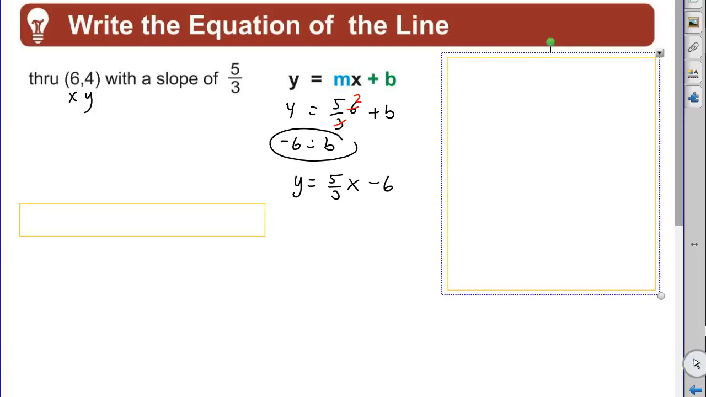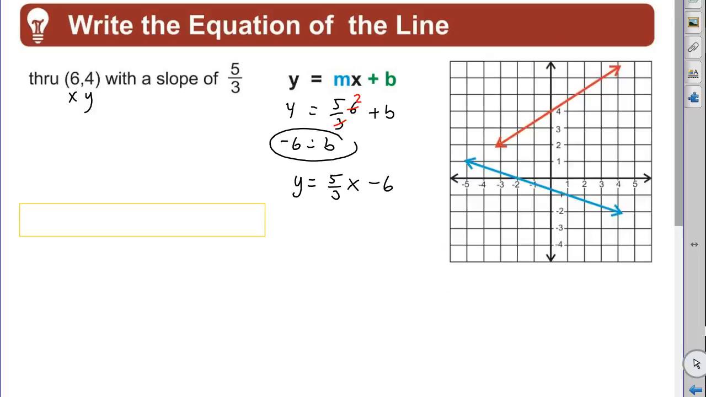All right, so let me show you that here on a graph. Got a couple other lines there, no big deal. But y equals 5/3 x minus 6. And in this scenario, sure enough, we're going through the point (6, 4). And that would be right there. And our slope is up 5, or I can go backwards, down 5, 2, 3, 4, 5, and to the right 3, 1, 2, 3, and that would be the line right there. Okay, so we're able to write the equation of a line by finding the slope and finding the y-intercept.